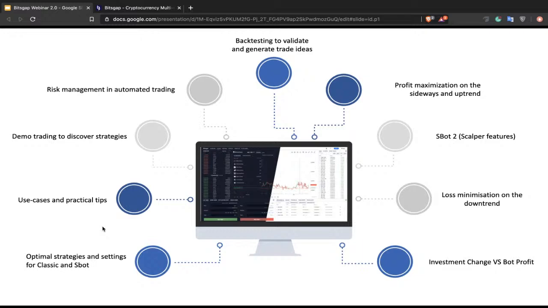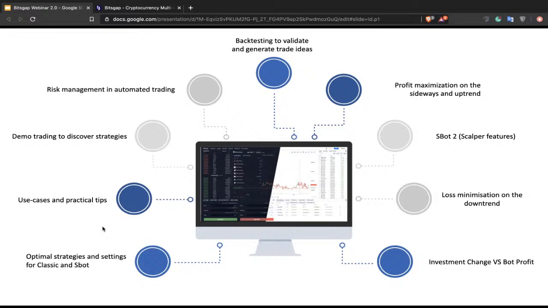And we have backtesting to validate and generate trade ideas. That's another unique feature that we have here. It is fully optimized and configured in comparison with other platforms. So using backtest, you can generate trade ideas, and I will show you exactly how to do this.